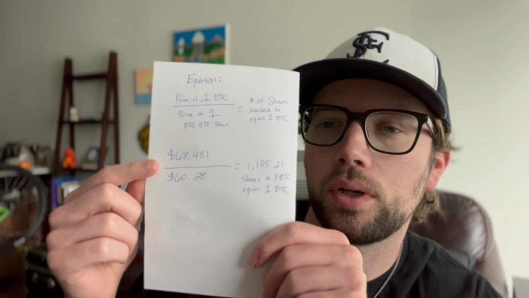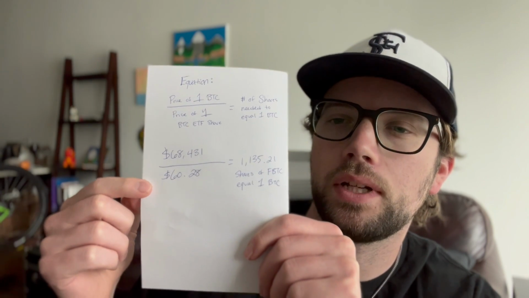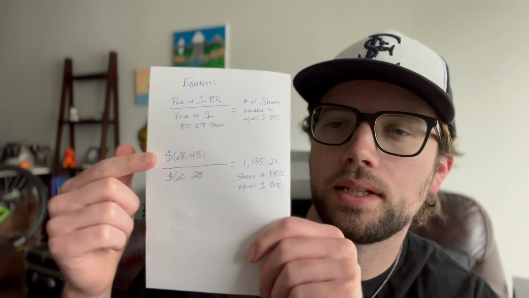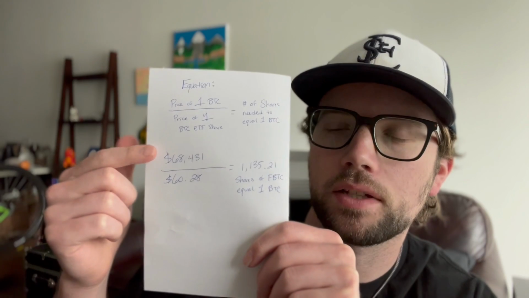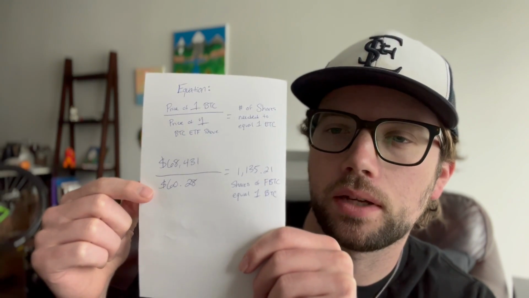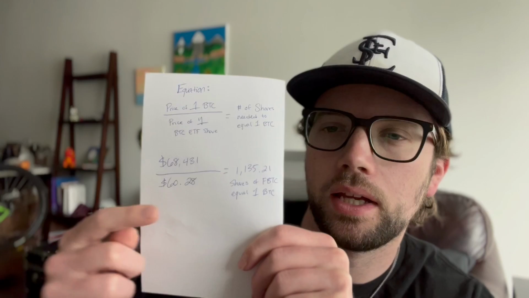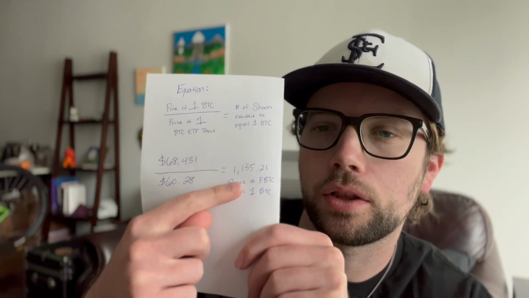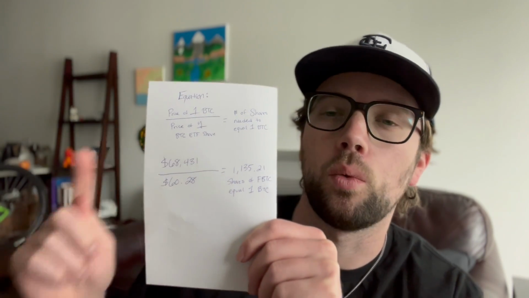$68,000 is today's Bitcoin price. $60 is today's Fidelity Bitcoin price. You're going to divide 68,000 by 60, the price of Bitcoin today divided by the price of one share of Fidelity Bitcoin today. You're going to get 1,135 shares of FBitcoin equals one whole Bitcoin. You can do the same thing with any Bitcoin ETF.